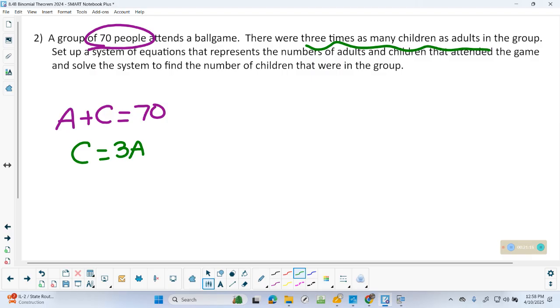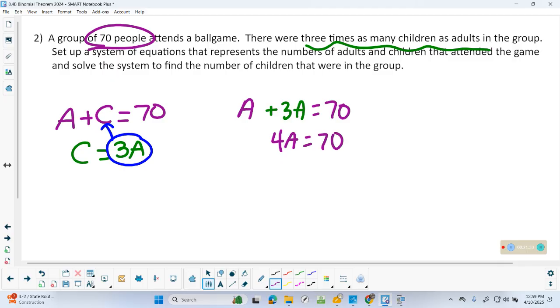Oh, gosh, okay. I'm probably going to use substitution on this. Let's throw 3A in here for C. Some of you can just mentally combine that in your head, but you know I love to show work, so I'm going to put A plus 3A, then of course equals 70. We got 4A equals 70. That doesn't divide out evenly. Punch it in. What do you got?